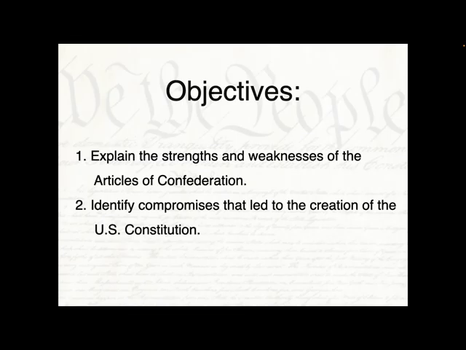And you should have two sides to your handout, and it should go right in order for you.